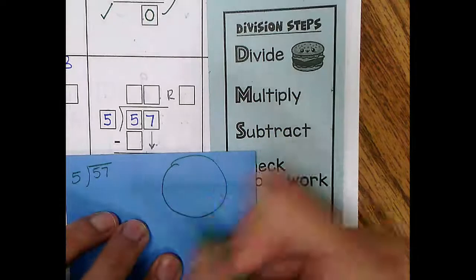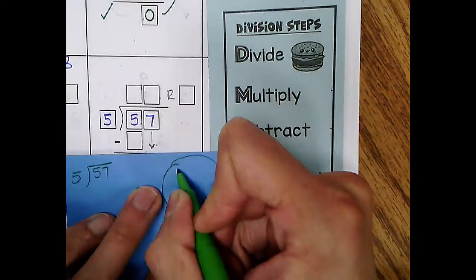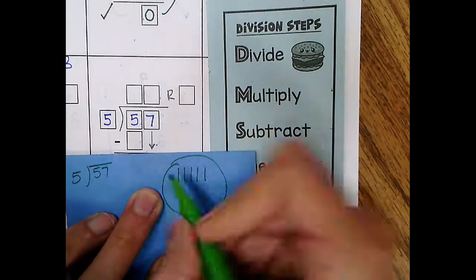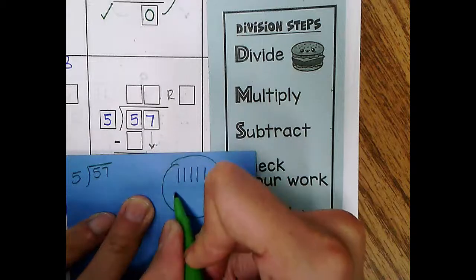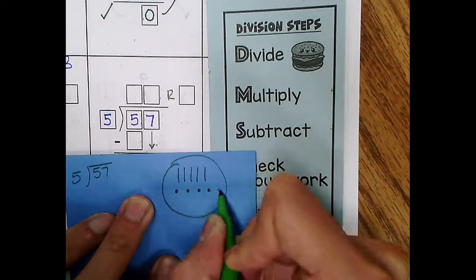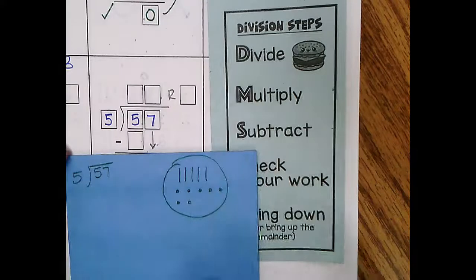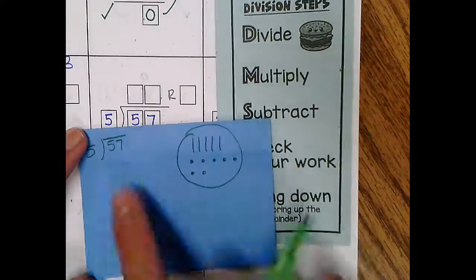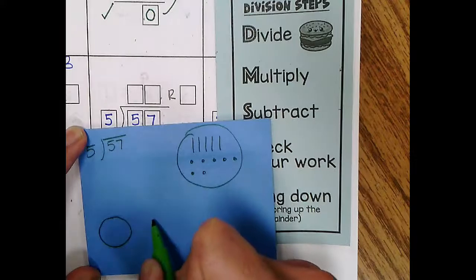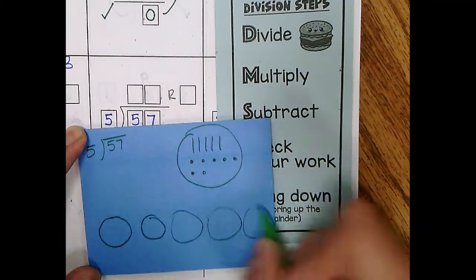So let's draw our bowl, and then we have 57. Let's model it. So 57 means we have 5 tens, 10, 20, 30, 40, 50, and we have 7 ones. So that's 50, 51, 52, 53, 54, 55, 56, 57. All right, so there's our model. Then we have our 5 friends that are at the door waiting for their treats, right? So I'm going to draw 5 circles. 1, 2, 3, 4, 5.